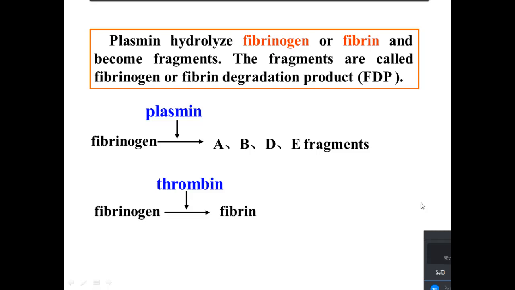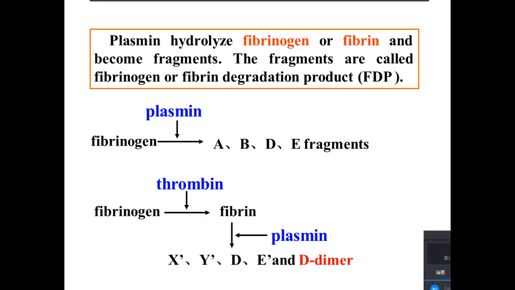Now the second pathway refers to plasmin. The second forms FDP. The second pathway refers to plasmin hydrolyzing fibrin. What forms fibrin? Now, plasmin hydrolyzes fibrin and forms fragments. The fragments include X, Y, D, E, and D-dimer. So the second pathway has D-dimer. The first pathway has no D-dimer.